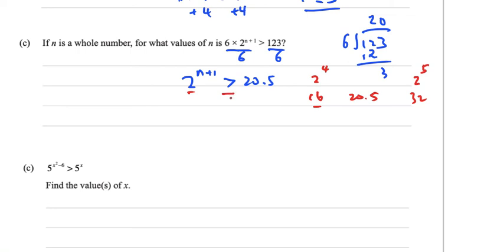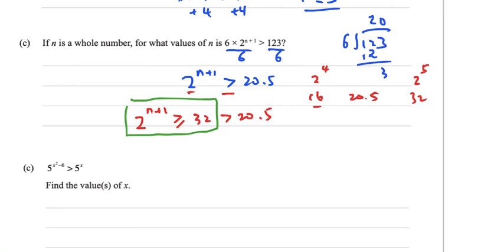Now, because this sign is bigger than, I want to choose a bigger number. I'm saying if 2 to the power of n plus 1 is bigger than or equal to 32, then it must be bigger than 20.5. Yeah, it's pretty safe, right? Therefore, we're going to focus on this one. That gives us 2 to the power of n plus 1 bigger than or equal to 2 to the power of 5. Therefore, the bigger the number, the bigger the power. n plus 1 bigger than or equal to 5. Minus 1, n is bigger than or equal to 4.